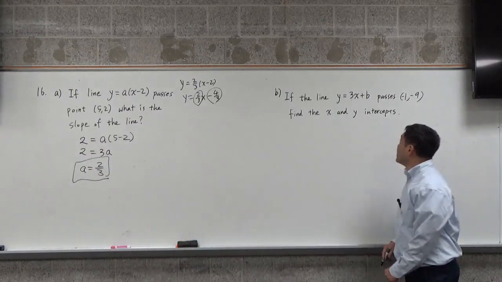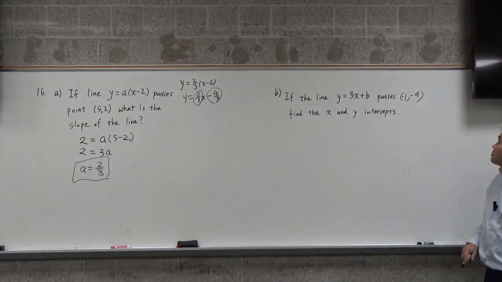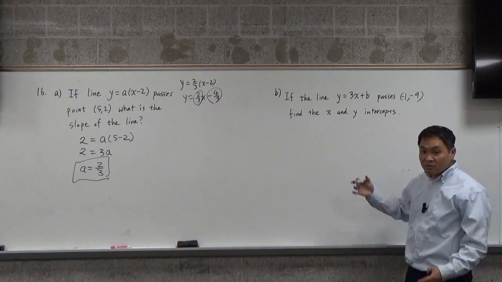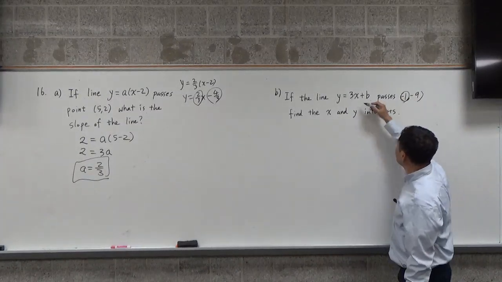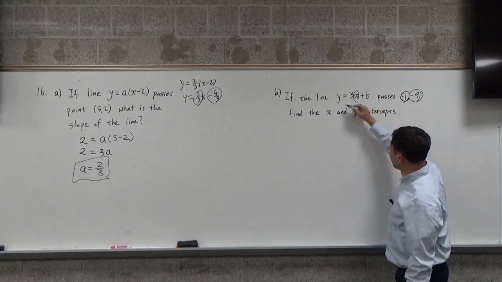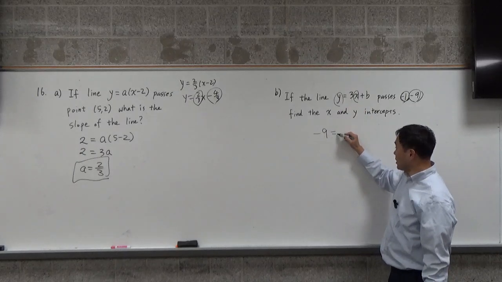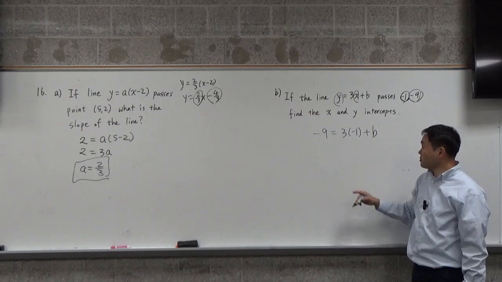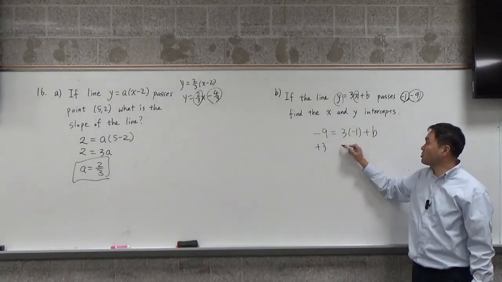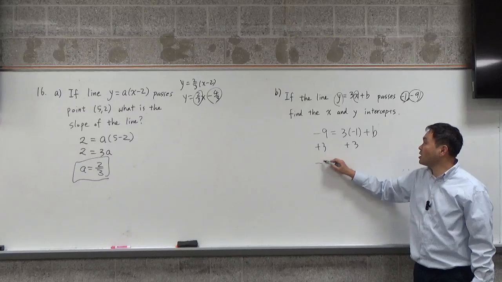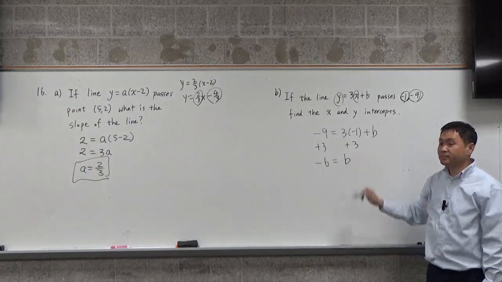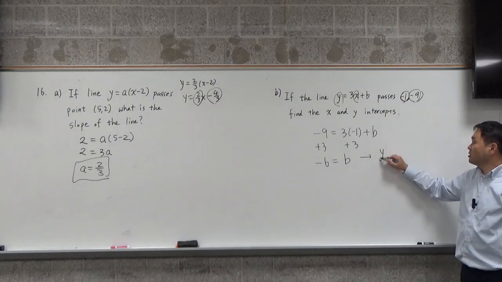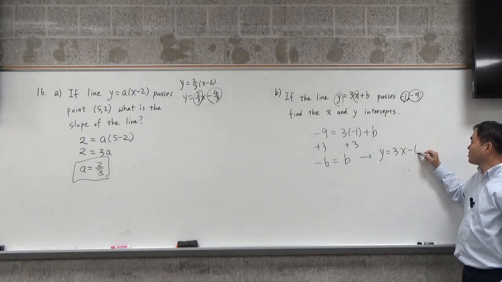B, if the line y equals 3x plus b passes through negative 1 comma negative 9, find the x and y intercepts. Same idea: you plug in negative 1 for x and negative 9 for y, and you get negative 9 equals 3 times negative 1 plus b. You add 3 to both sides, and you get negative 6 equals b. That means the equation is y equals 3x minus 6.